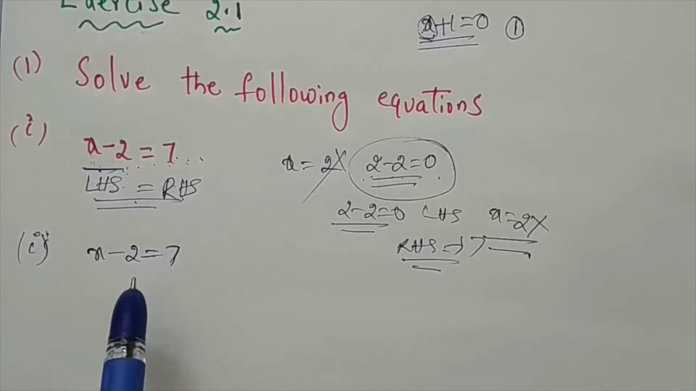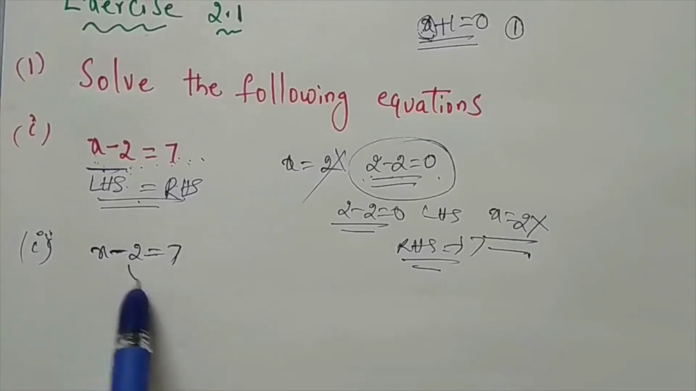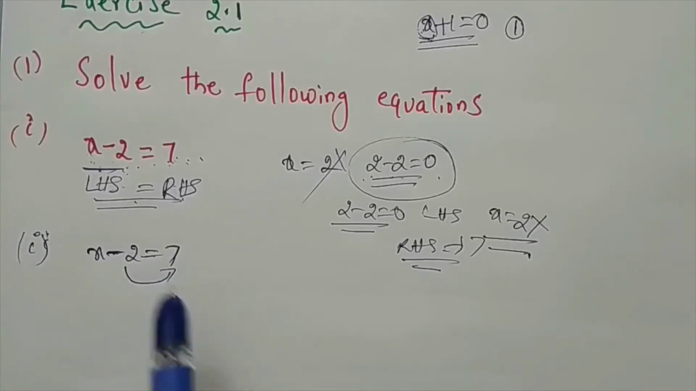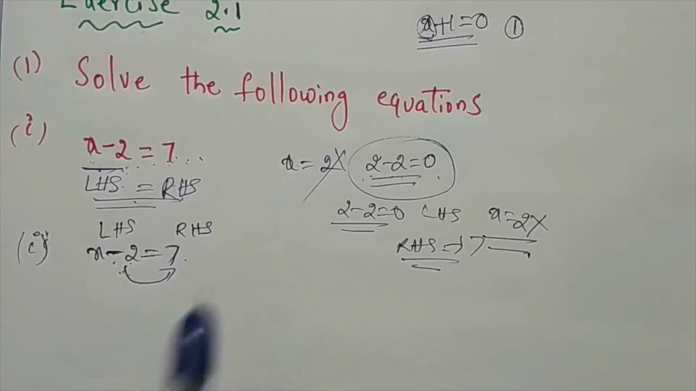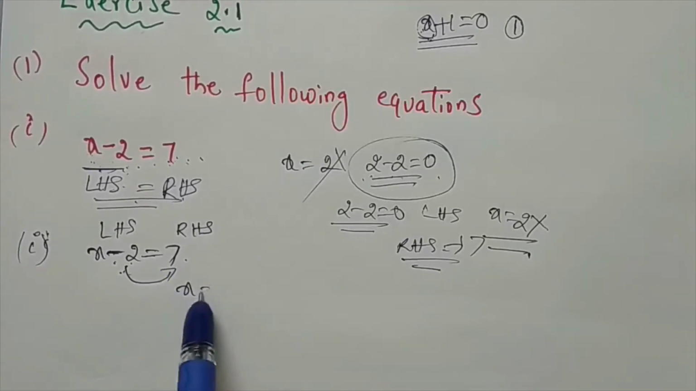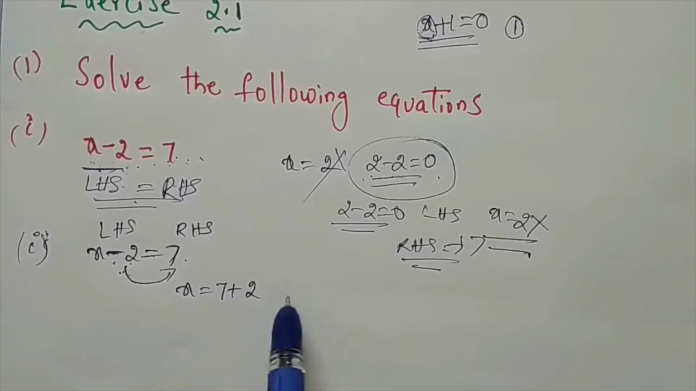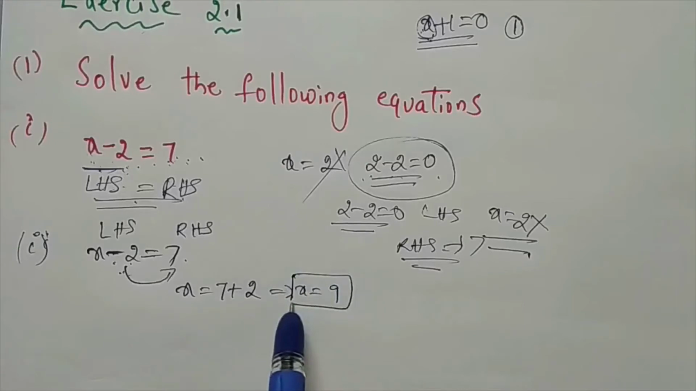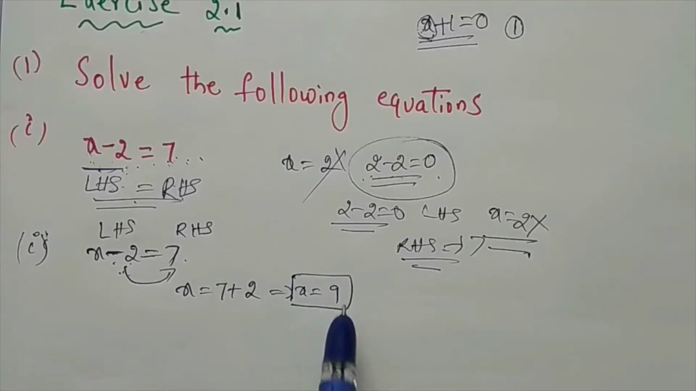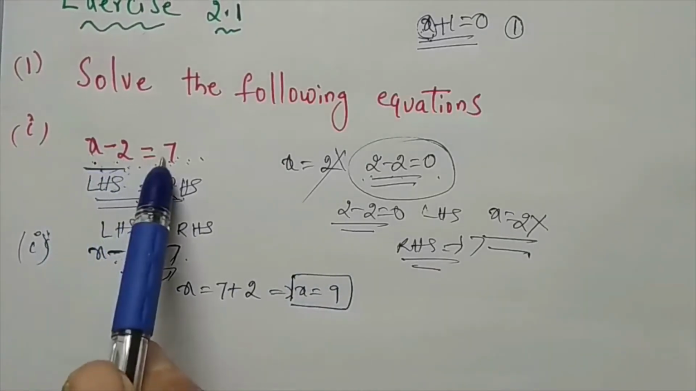So let's transpose this minus 2 to RHS. And if it is transposed to RHS, it will become plus 2. So x is equal to 7 plus 2. That implies x is equal to 9. x is equal to 9 is our solution for x minus 2 is equal to 7.